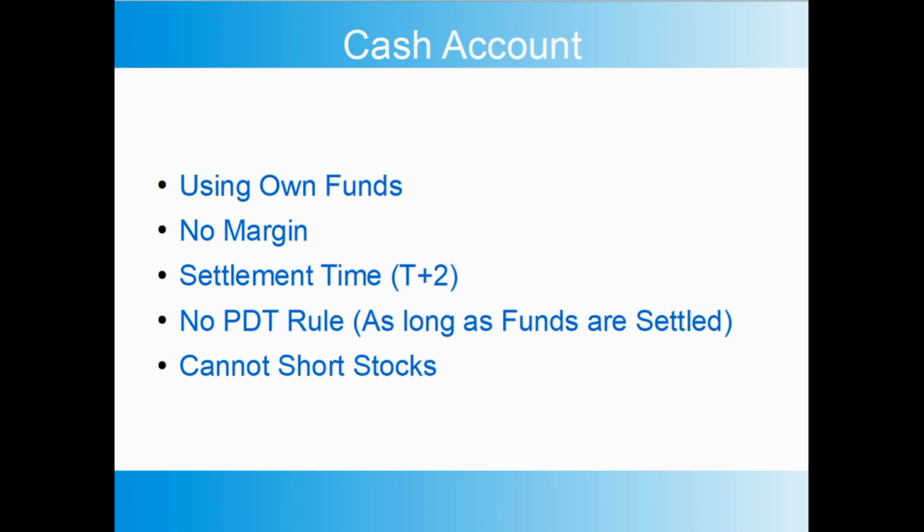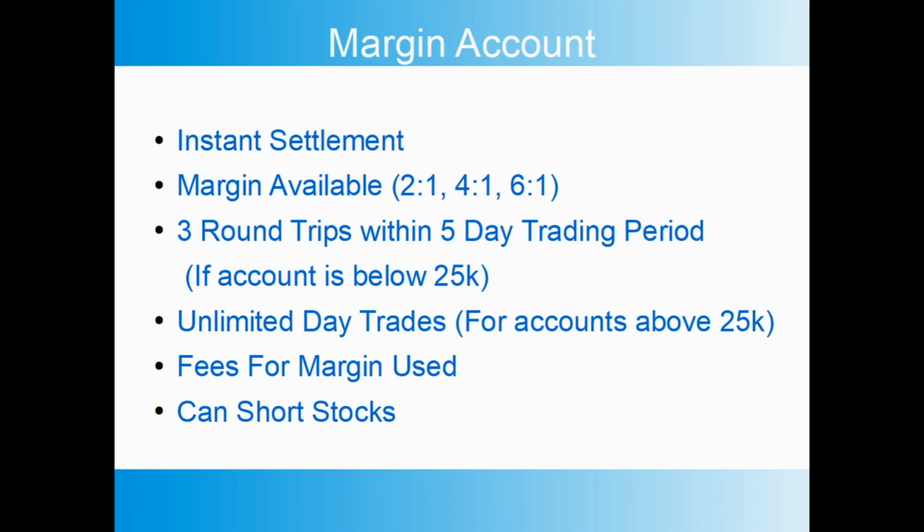So in summary, with a cash account, you can only use your own funds. There is no margin and you do have settlement time. However, you do not fall under the PDT rule and therefore can do unlimited day trades. However, you do have to wait for the cash to settle before you can use it again, and that's typically 2 days. And with the margin account, you have instant settlement. However, you can only do 3 round trips within a 5 day trading period if you are below $25,000. Now, if you are above $25,000, you can trade as much as you would like. And additionally, there are margin fees for any margin that you do use.